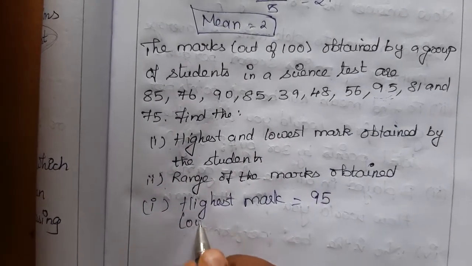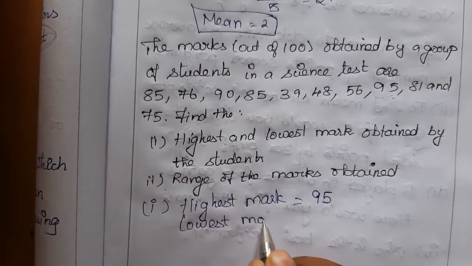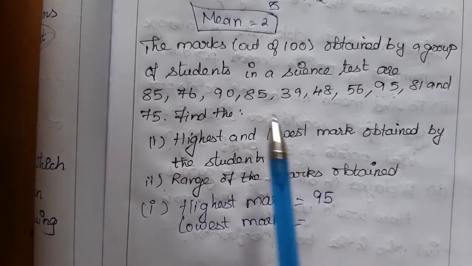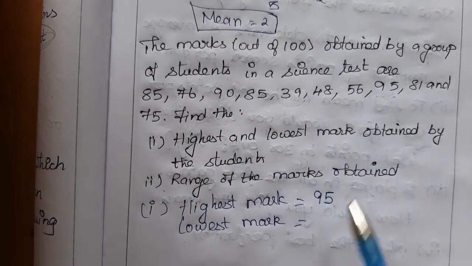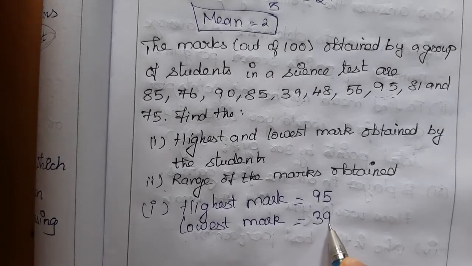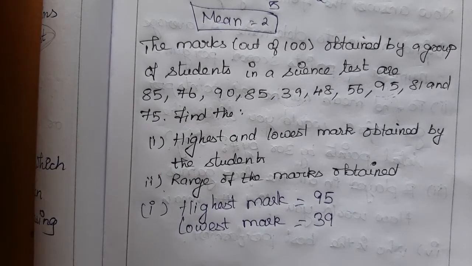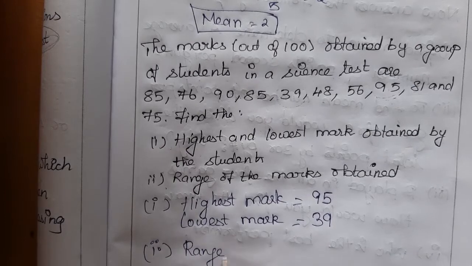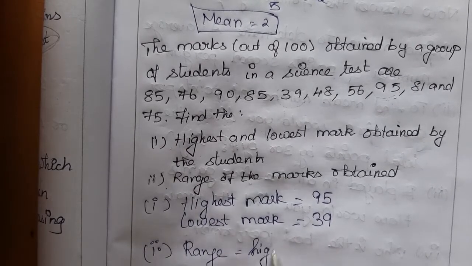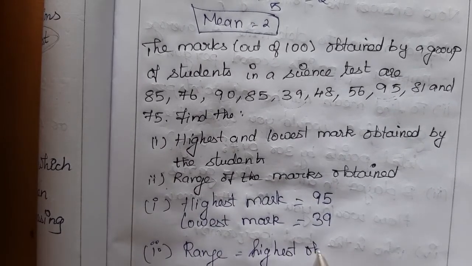What about the lowest mark? 39. Is there any number less than 39? No. So the lowest mark is 39. Clear? So the highest mark is 95 and the lowest mark is 39. So what is the second question? Range of the marks obtained. So for the second one we have to find the range. The range is nothing but the highest observation minus the lowest observation, right?